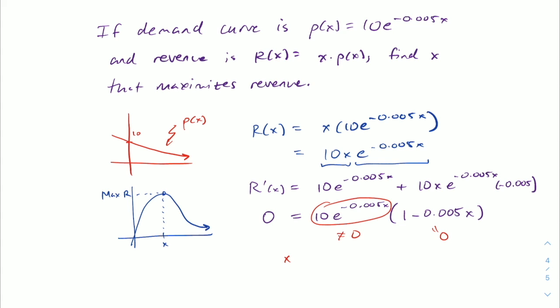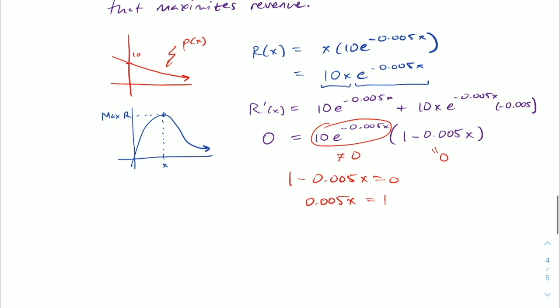We set 1 minus 0.005x equal to 0. We move the 0.005x over, and then we divide by 0.005, and we get 200. This is like 1,000 over 5, so 200. So 200 units is going to maximize my revenue, and if I look at this graph here, I'll see that this indeed is the correct maximum here.